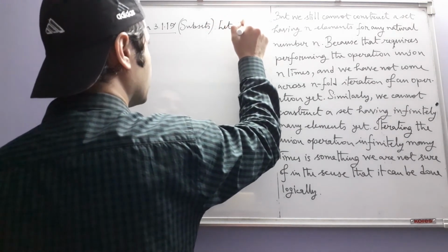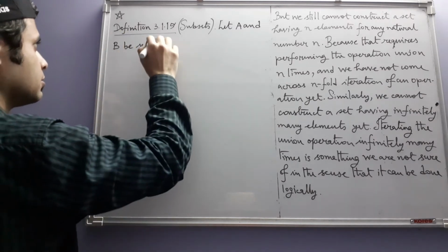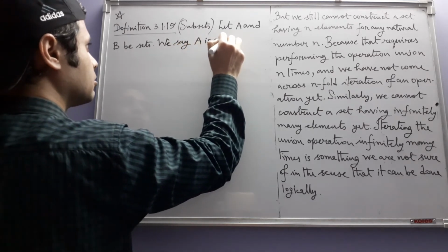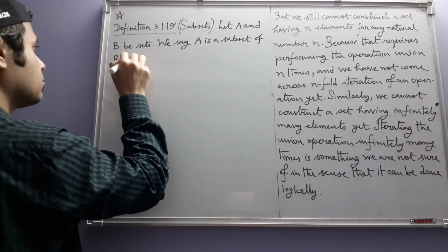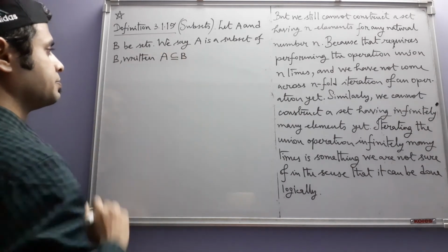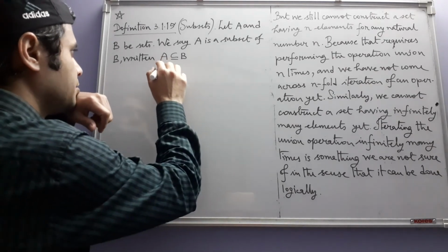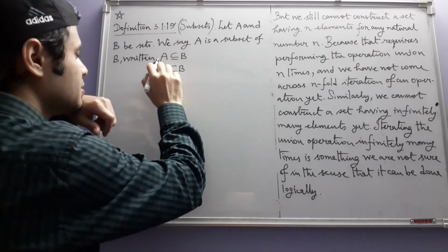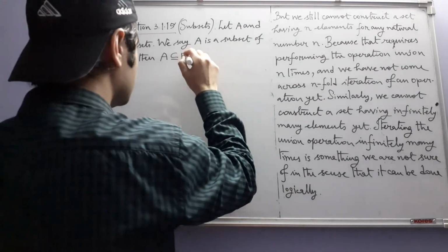Let A and B be sets. We say A is a subset of B, written like this. Tao writes it like this, and the same thing Herstein will write like this. So when we are discussing analysis, we will use this. When we are discussing algebra, we will use this.